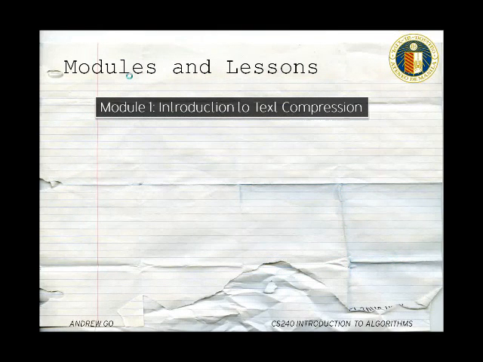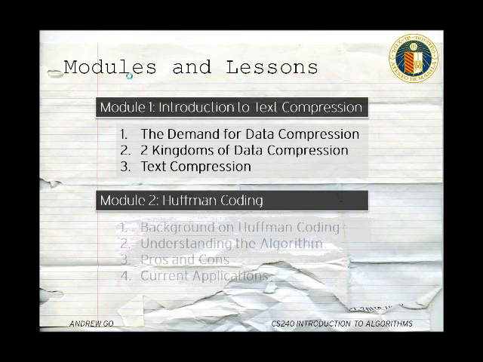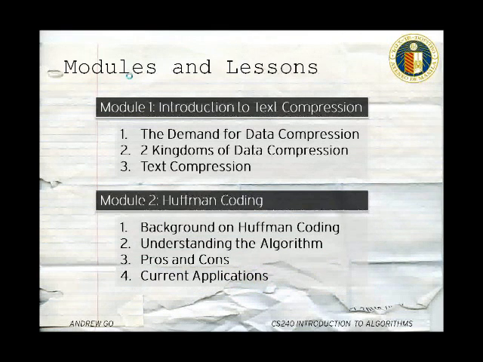The course is composed of two main modules. I will provide you a brief introduction on data compression, particularly on text, where I will tackle the need for data compression, its two main classifications, and the actual text compression, the first module. The next module will discuss the meat of this instructional, that is, the Huffman coding, where a brief background on how it came up will be touched.